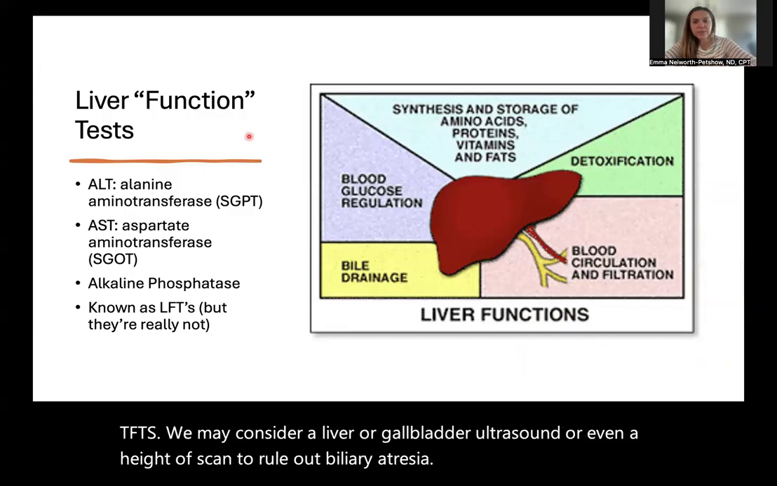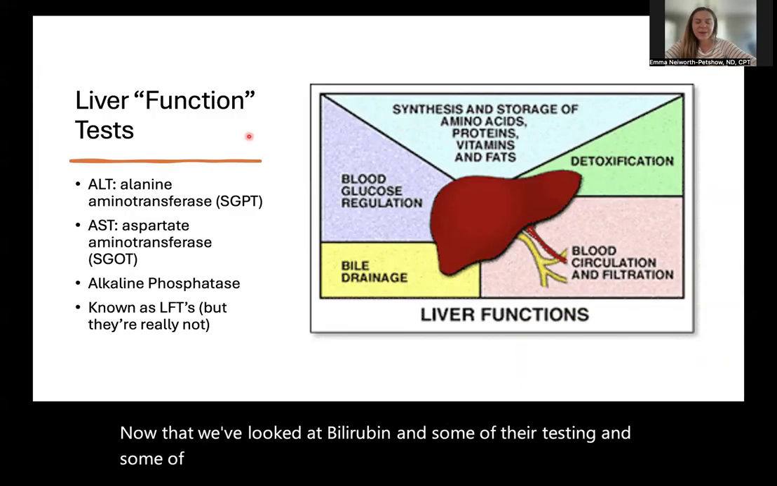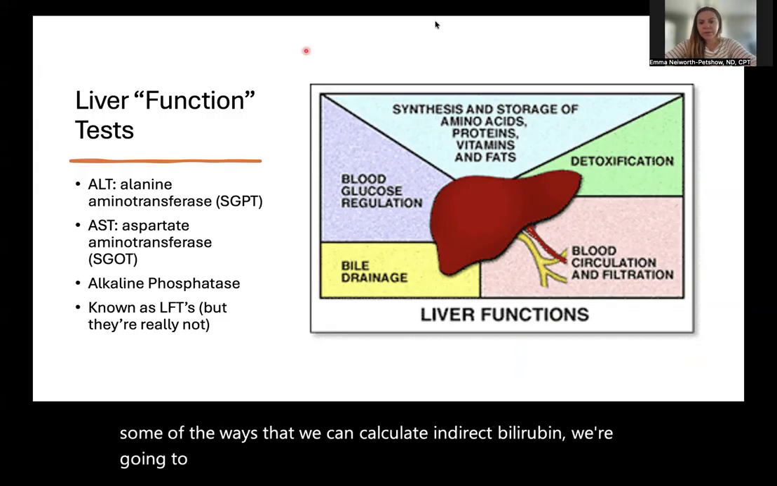Now that we've looked at bilirubin and some of their testing and some of the ways that we can calculate indirect bilirubin, we're going to transition over to liver function testing.